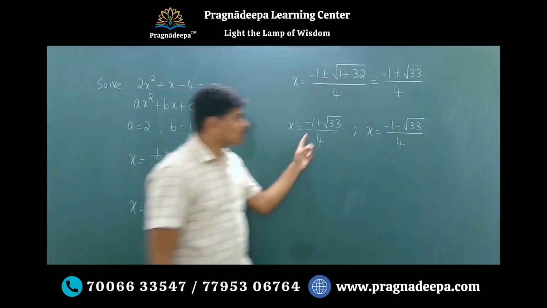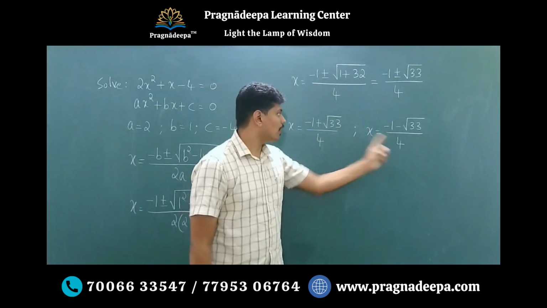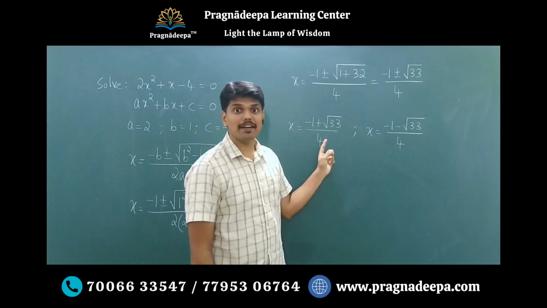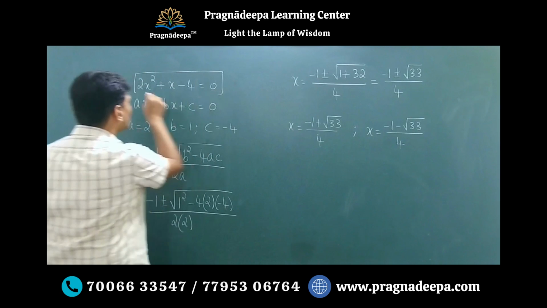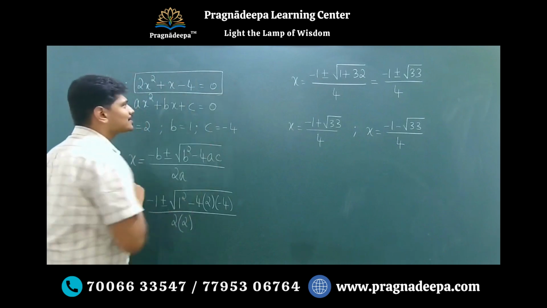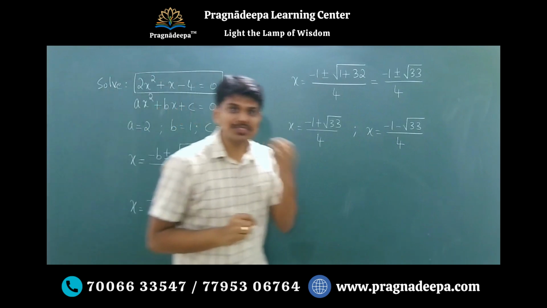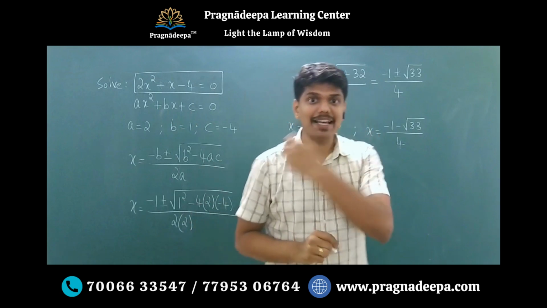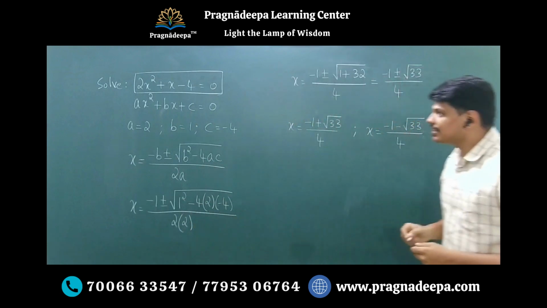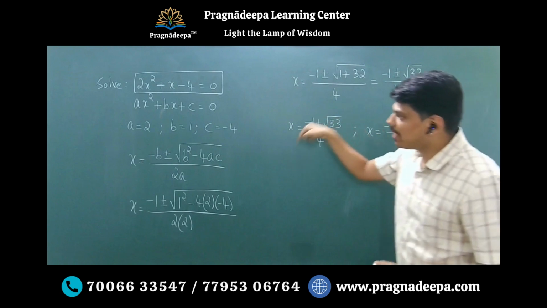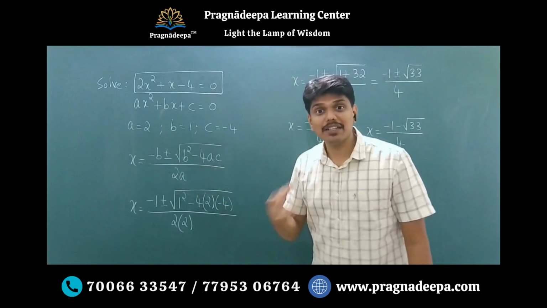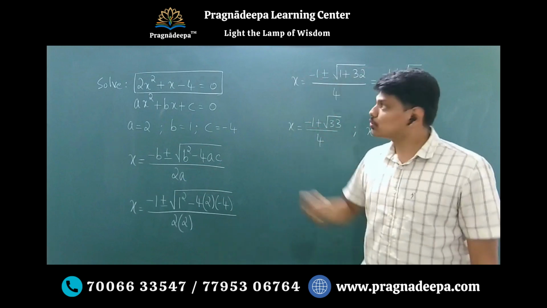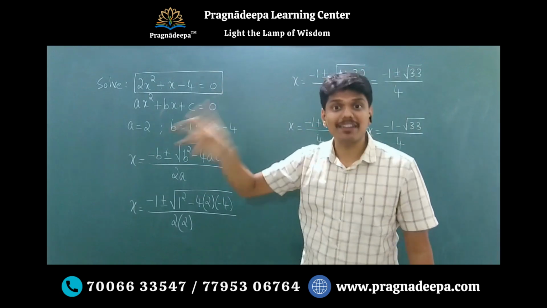So these are the two places on the x-axis where the graph of this quadratic equation 2x squared plus x minus 4 is equal to 0 crosses the x-axis. And this was the need of our students. If we did not know the formula, it would have been a difficult task for us to solve this problem in the factorization technique.